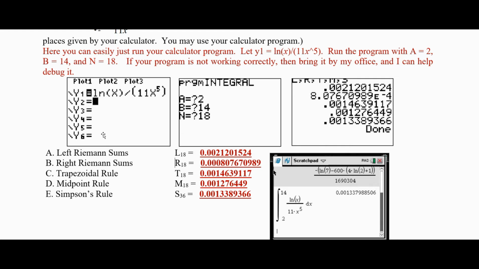If we approximate that using, here I used a TI-Nspire, you see that Simpson's rule is quite close, 0.00133, and this rounds off to 0.001338. So it's almost good. It's good to, well, 5 decimal places.